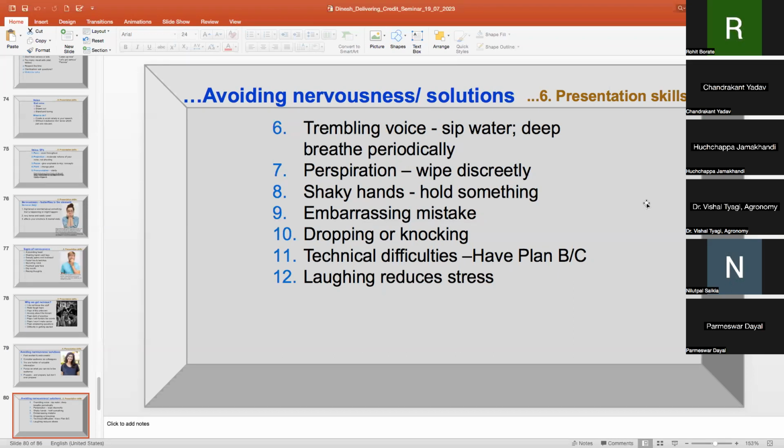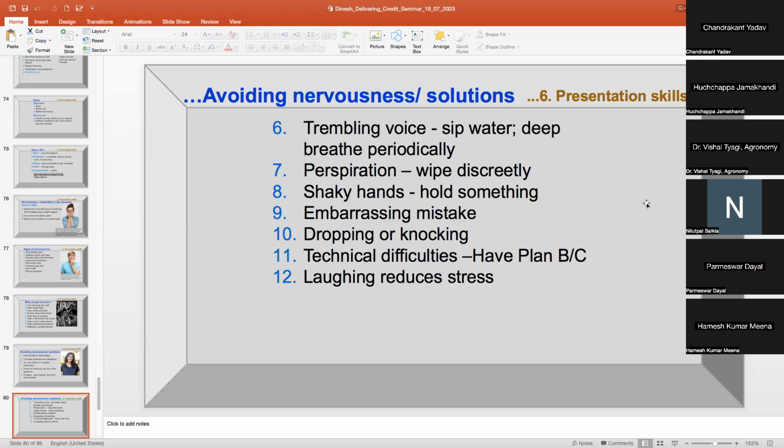Then you should carry one printout of your presentation. A printout of your speech should always be in your hand, because many times things cannot be postponed. Okay, this is a local thing. If a local seminar is there, we can consider postponement.